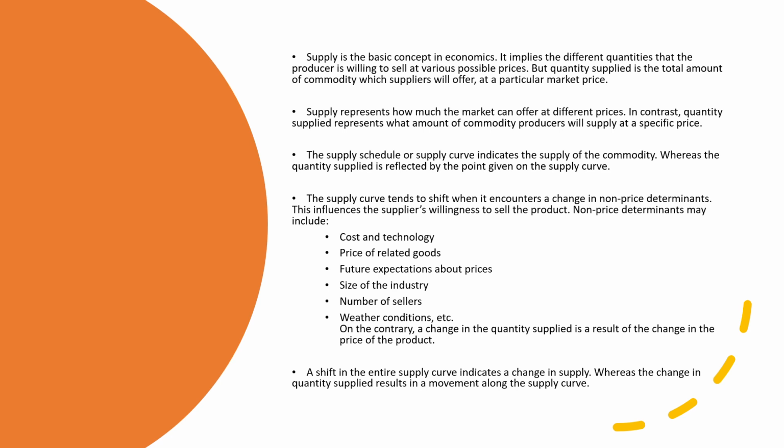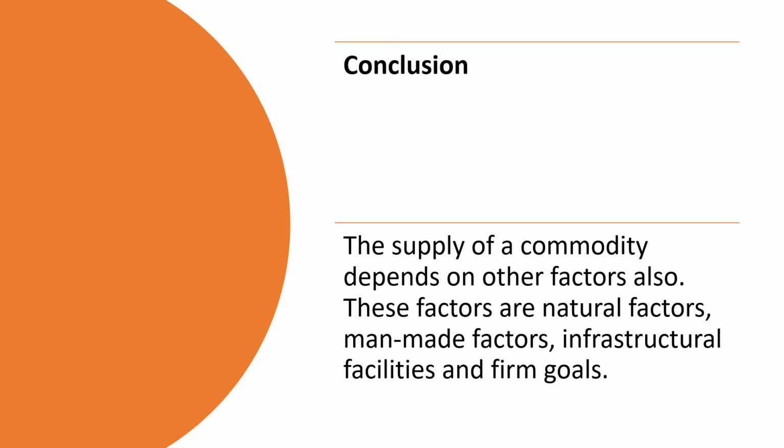So quantity supplied results in a movement along the supply curve. So all of the accounts that must be closed are highlighted on the adjusted trial balance shown here: dividend, sales revenue, and the three expense accounts. So finally, I will conclude my presentation by saying that the supply of a commodity depends on other factors also. And these factors are natural factors, man-made factors like infrastructure, facilities, and company goals. So when the closing process is complete, the retained earnings account will have the proper balance. So you have not noticed that there is no retained earnings account because the firm was started in May.